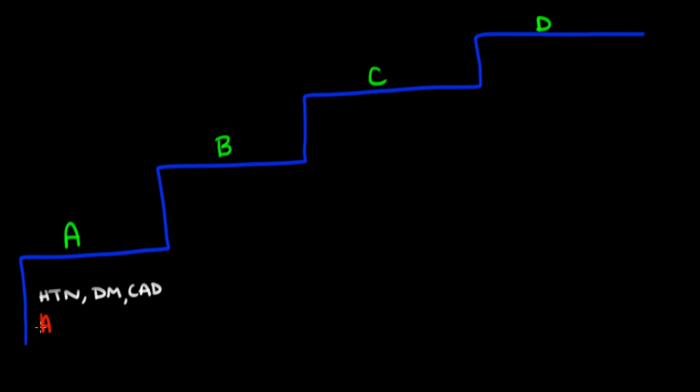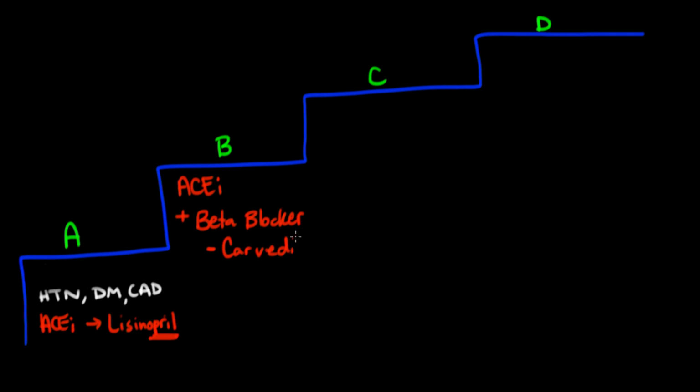In addition, there are certain patients that can be placed on an ACE inhibitor under the right circumstances. And an example of an ACE inhibitor would be lisinopril. And this class of drugs typically ends in opril. In stage B, now all patients will be on an ACE inhibitor, and select patients will be on a beta blocker. And an example of a beta blocker would be something like carvedilol. And this class of drugs typically ends in lol.